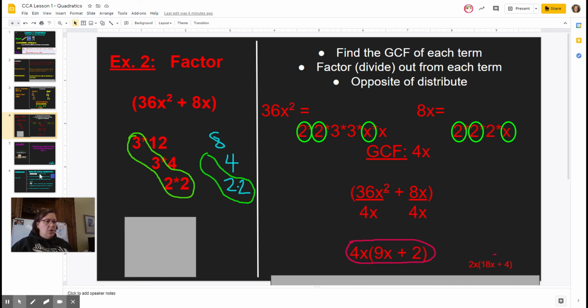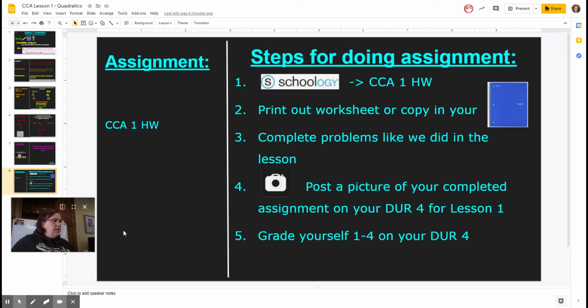All right, so your assignment for today. If you haven't done so already, you can go back into the Schoology folder and you're going to do the lesson 1 worksheet. And then you can either print it out or do it in your notebook like we have done with previous assignments. And you've got a little less than 10 minutes to get a good start on your assignment.